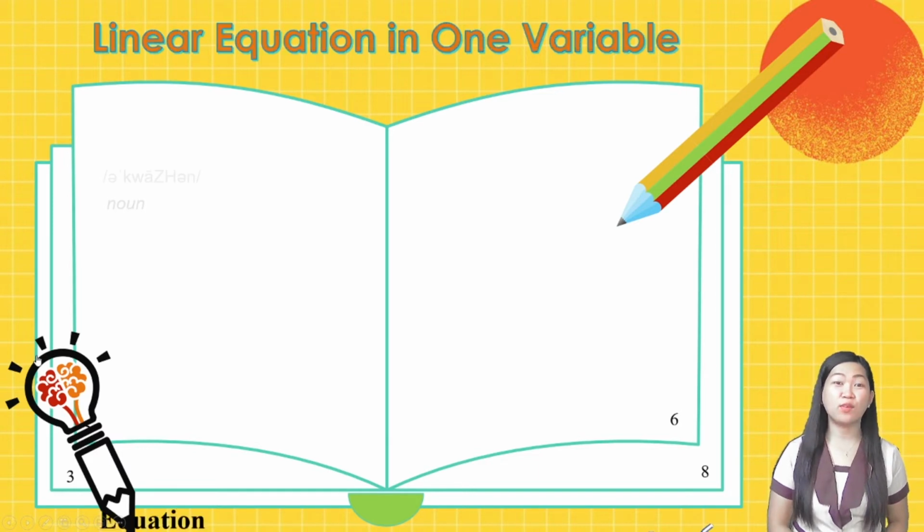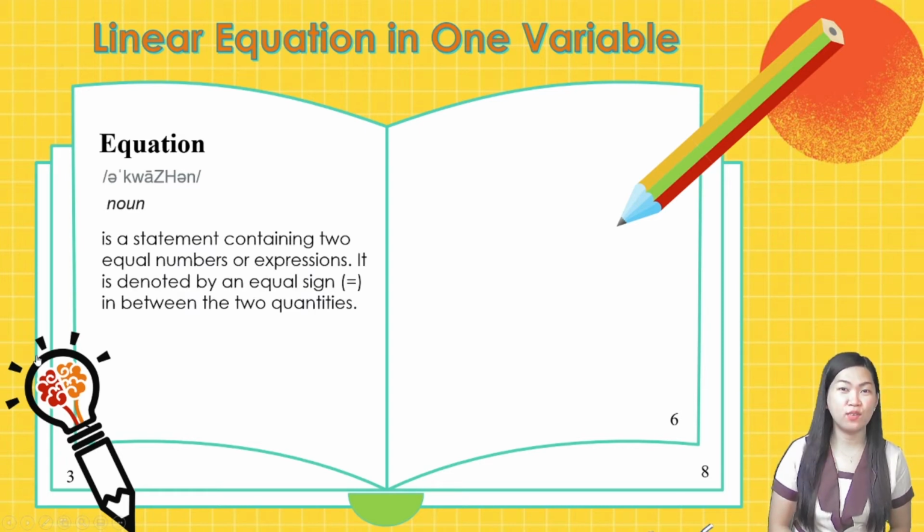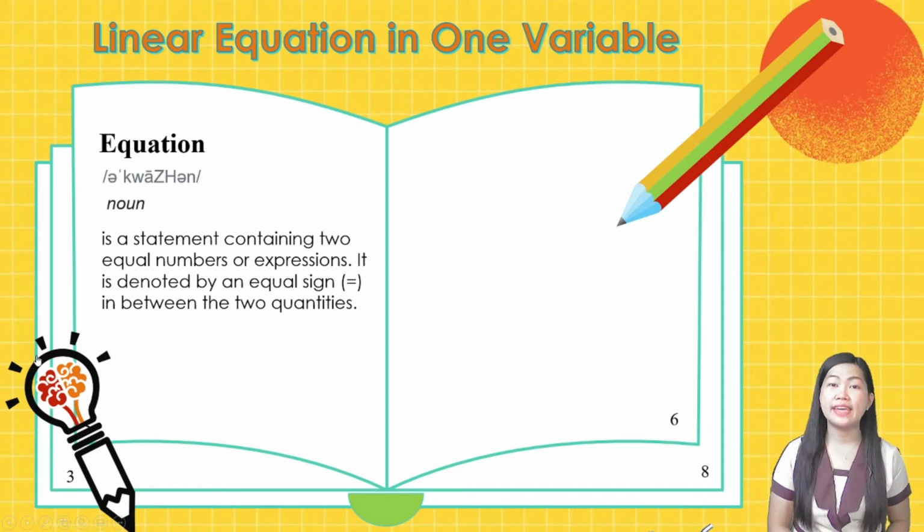So what are the important terms you need to understand about linear equations? So first one, we have equation. So equation is a noun, and this is a statement containing two equal numbers or expressions. It is denoted by an equal sign, and this is in between the two quantities.